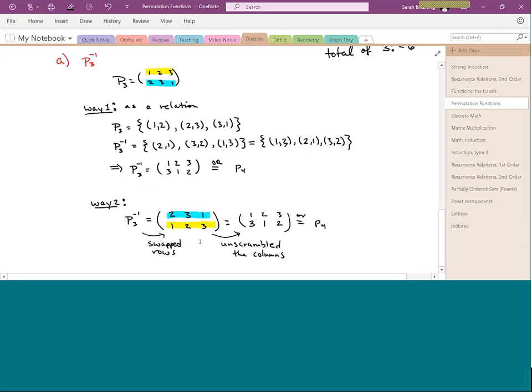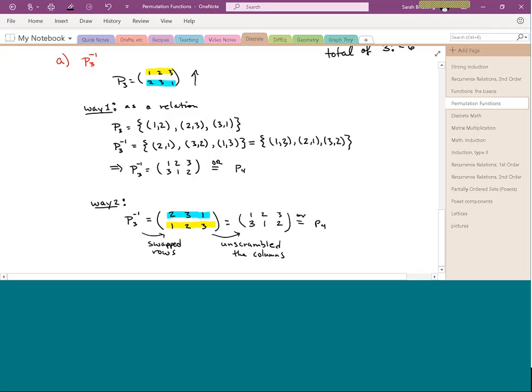Now, some people don't bother with this middle step. I would recommend when you're working through these, for at least the first time you deal with your inverse function, go ahead and do what we did right here with way 1. But the fast way that people will do it is notice this is just reading the original permutation upside down. In other words, bottom to top.